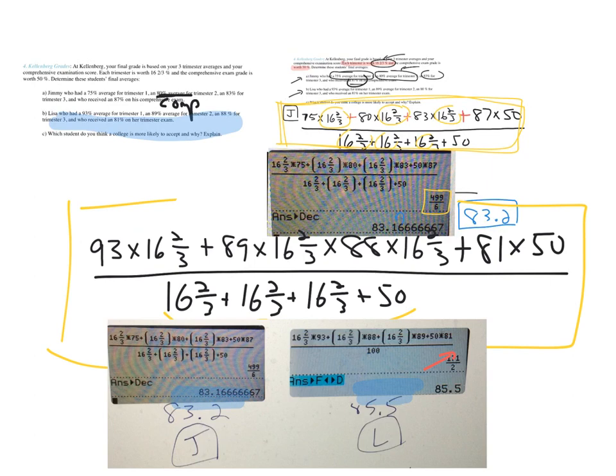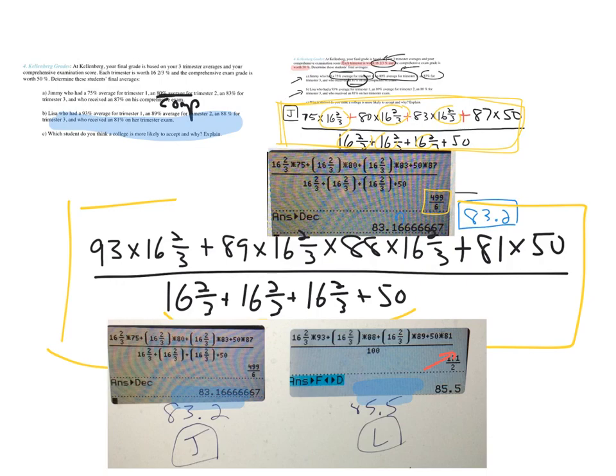Well, this is Kellenberg, and 100% of our students get accepted into college, so I think both students have a very good chance of getting into a college. And remember with statistics, you could make numbers say whatever you want them to say, as long as you have the data to back up what your statement is.